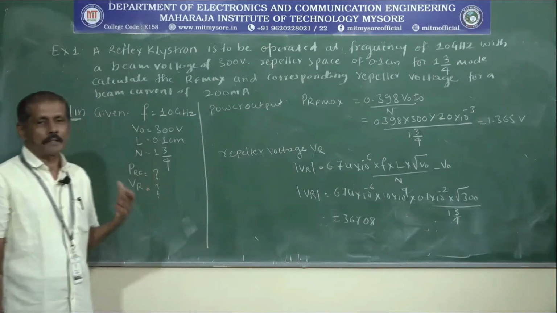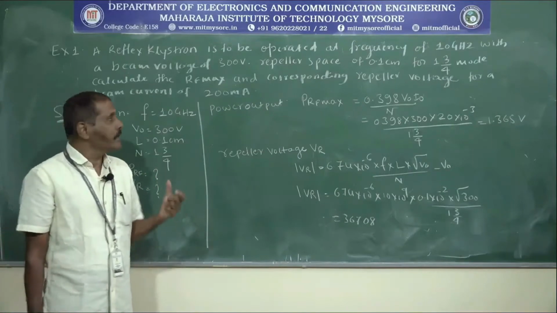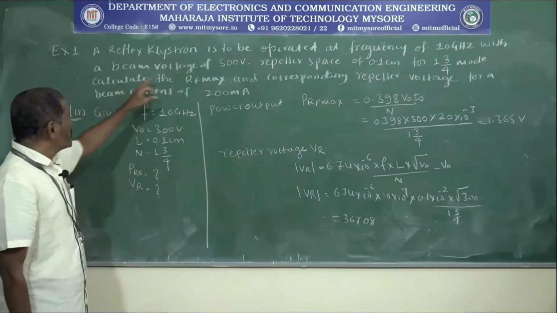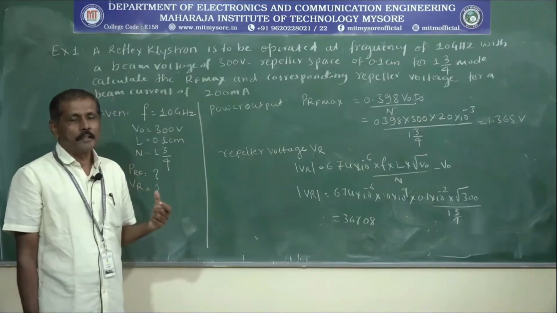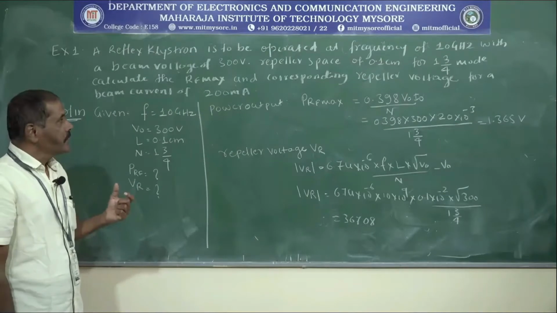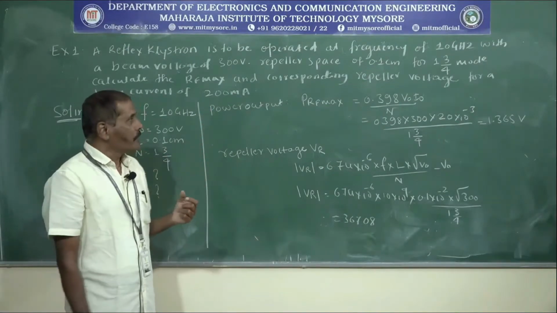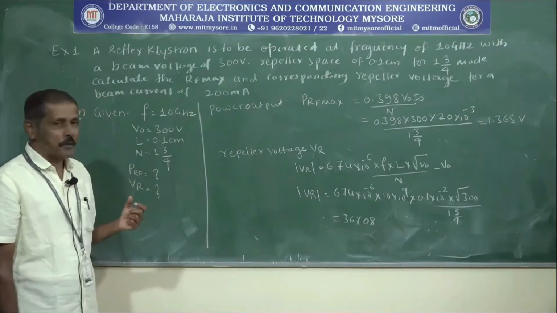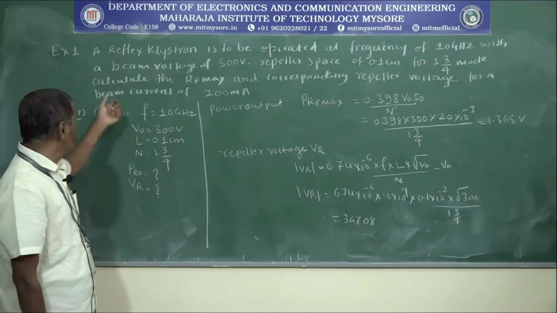That is, a reflex klystron device is to be operated at 10 gigahertz with a beam voltage of 300 volts. That is, the applied voltage is 300 volts and the repeller space is 0.1 centimeters for a 1 3/4 mode. That is, the type of the mode is given as 1 3/4 mode.